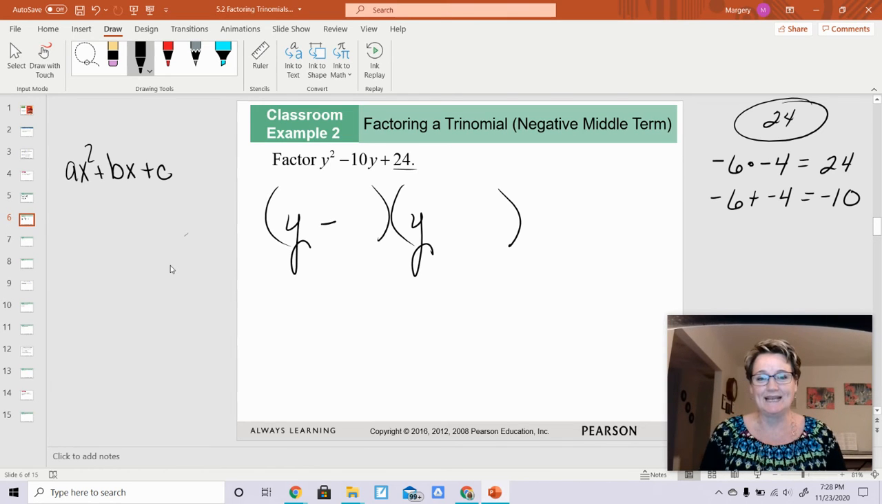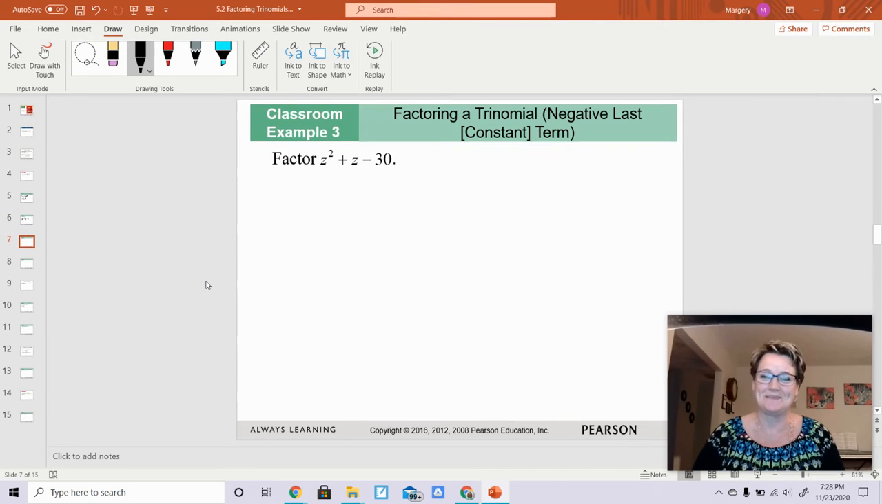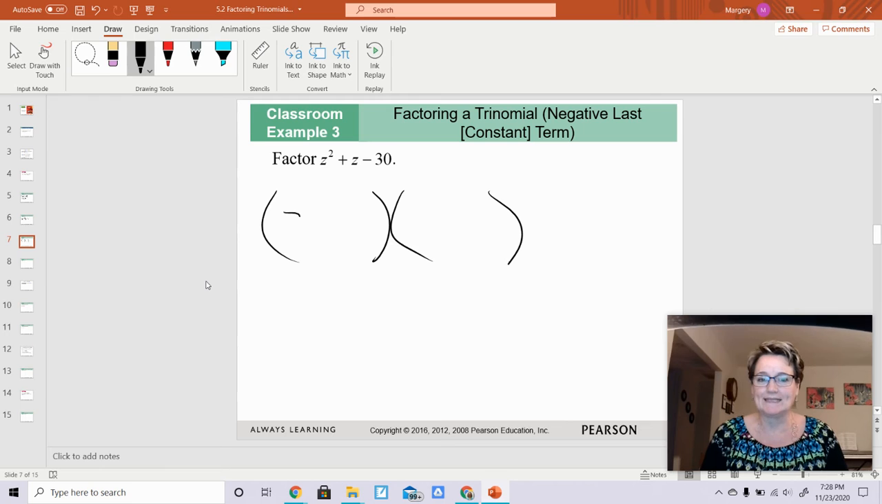So I have a negative 6 and a negative 4. If you're bored, you can multiply these together and you would get the same trinomial. All right, let's try another one. Same thing here. They don't share anything, so I know it's going to look like this. The only way to get z squared is to put z times z.